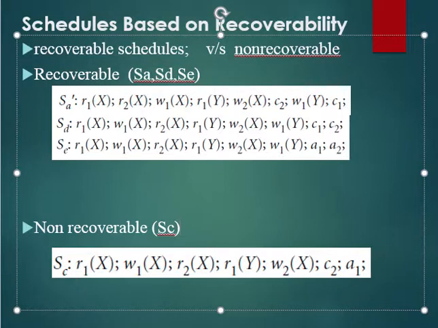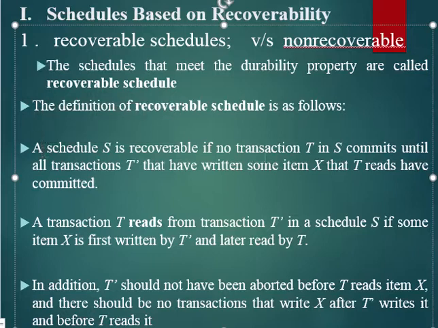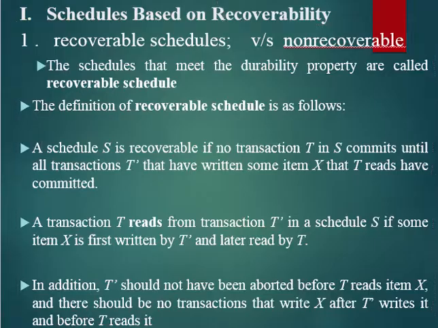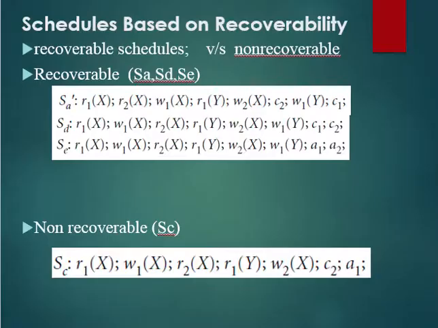Firstly, you need to check the first principle. That means a particular transaction writes the data item, and another transaction reads that item. Then the later transaction can commit only after the first transaction commits. Here in the non-recoverable schedule, you can see R1 of X first. That indicates transaction 1 reads the data item X.